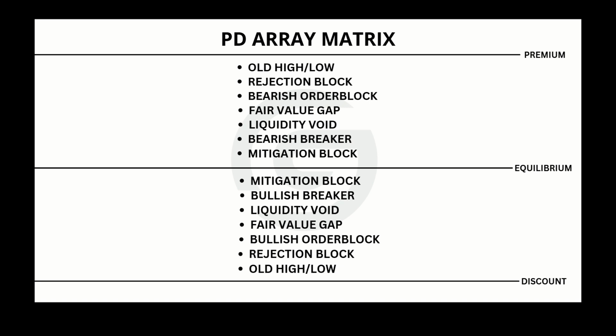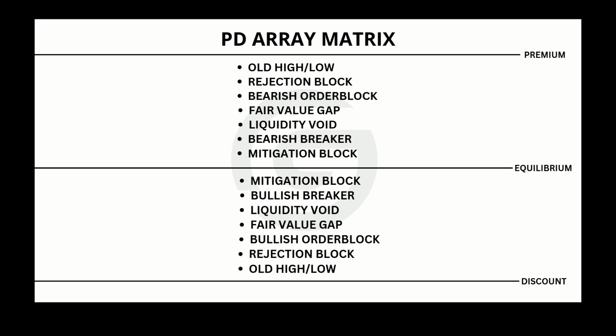If you look at the discount, it starts from the low. So high and low is the first thing in the entire PD array matrix. That is the reason why it is so important, and why I said you can trade the market using just high and low. Now there are three things you should understand before I move on to the chart.